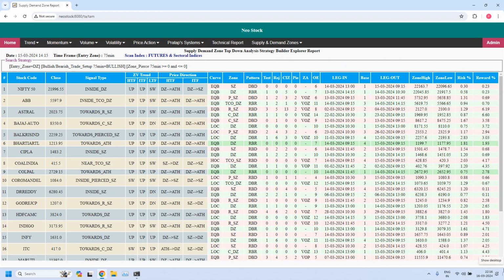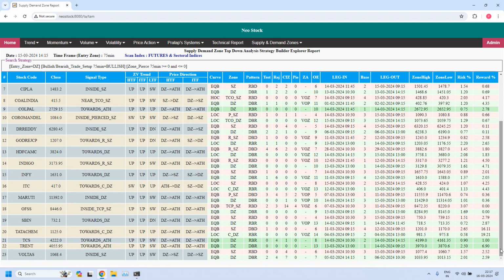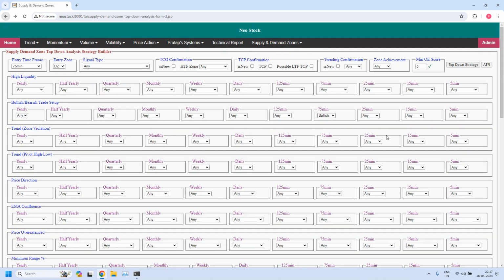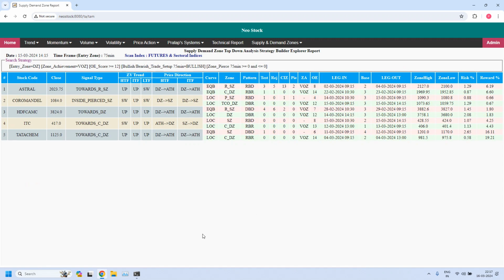Now we got a big list. So a total of 23 stocks are filtered. Now what I can do is set more parameters. One parameter we can set is that zone achievement should be there, that is, violated opposing zone. And odd enhancer score should be minimum 12 for a bullish trade setup. So let us filter the stocks. So only 5 stocks are filtered.